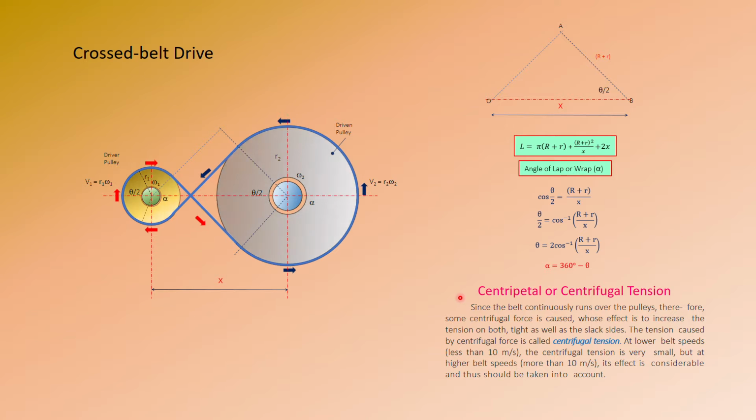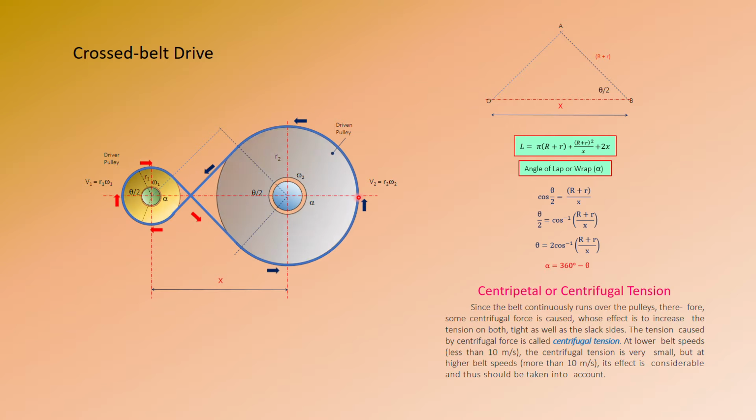Now the next thing is the centripetal or the centrifugal tension. Since the belt continuously runs over the pulleys, some centrifugal force is caused, whose effect is to increase the tension on both sides. So let's say, for example, you refer to this cross belt drive here. On this side of the belt, actually at this end here, look at my laser pointer, you can consider a TC, which is acting outwards. That is called the centripetal tension.